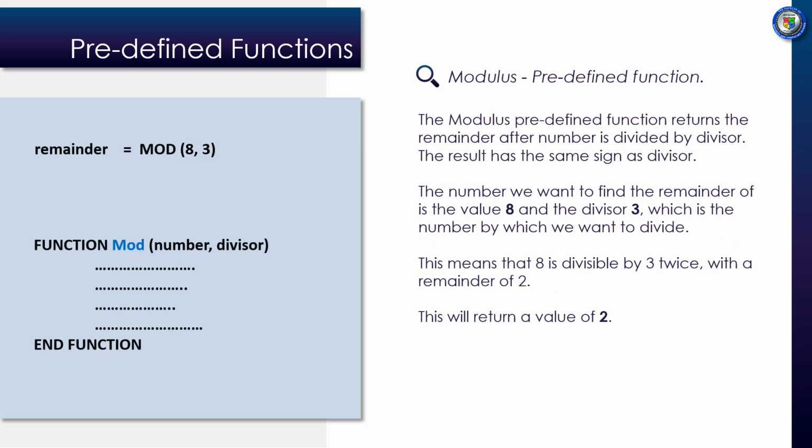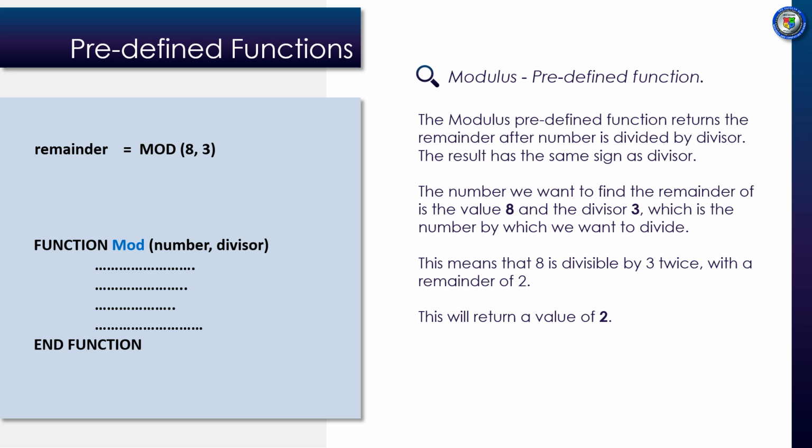Our last example is the modulus predefined function. The modulus predefined function returns the remainder after a number is divided by the divisor. The result is the same sign as the divisor. In this case, we are going to pass the number 8 and the number 3.